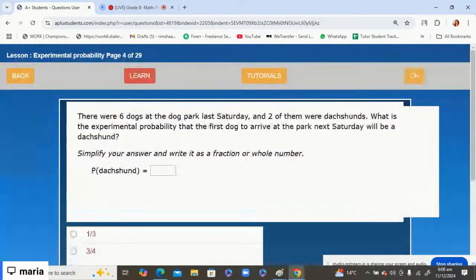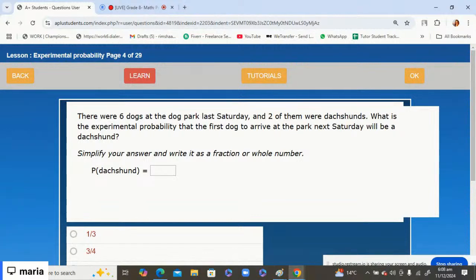So there were 6 dogs at the dog park last Saturday and 2 of them were Dachshunds. What is the experimental probability that the first dog to arrive at the park next Saturday will be a Dachshund? Simplify your answer and write it as a fraction or a whole number.